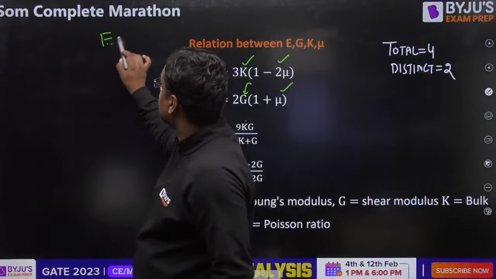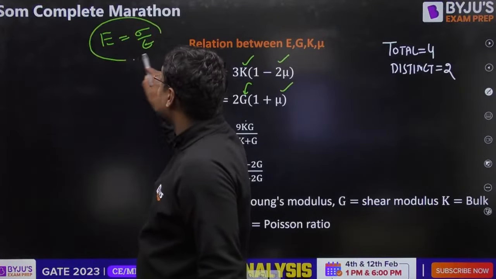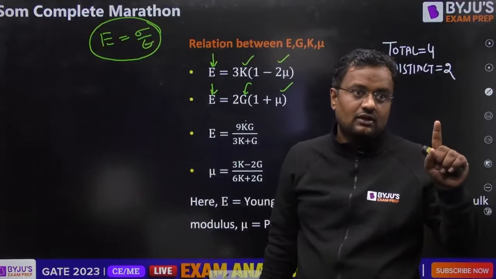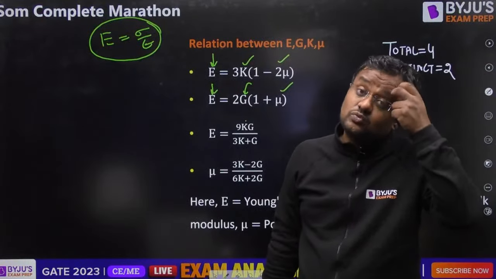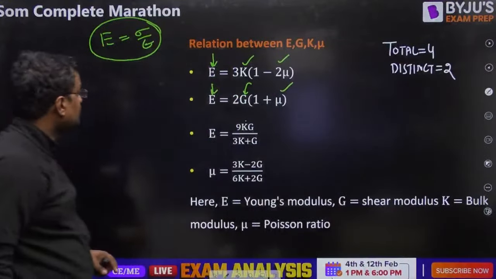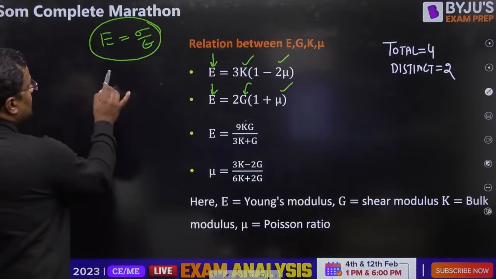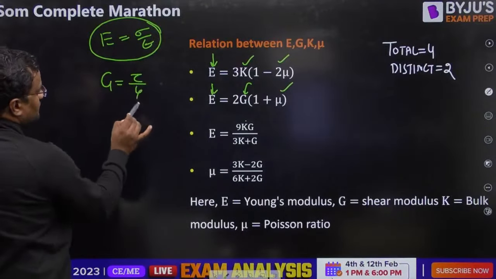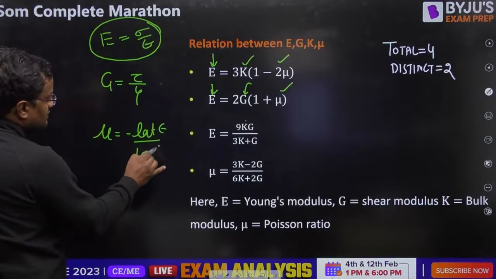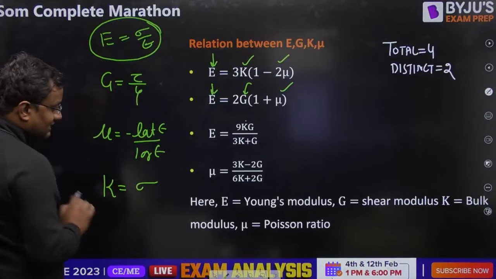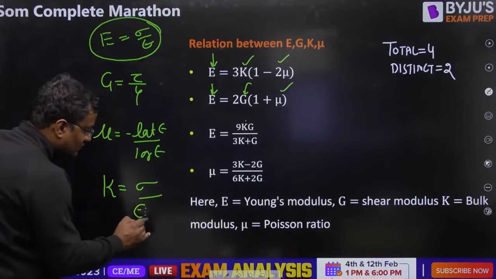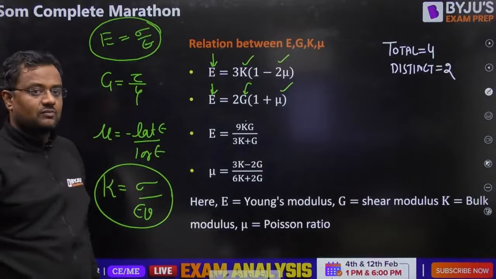What is Young's modulus? Stress by strain. But this is only valid when the load is applied unidirectionally. Stress by strain will be Young's modulus only when the load is unidirectional. Now shear modulus is shear stress by shear strain. Mu is minus of lateral strain by longitudinal strain, and K is for hydrostatic loading, when the stresses sigma in all 3 directions are the same. In that condition, what is the volume change? Volumetric strain, that is the bulk modulus.